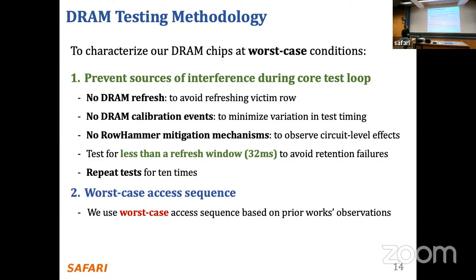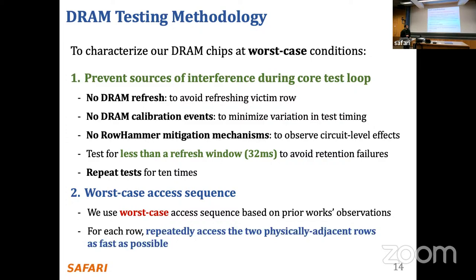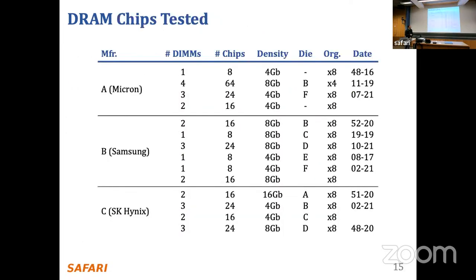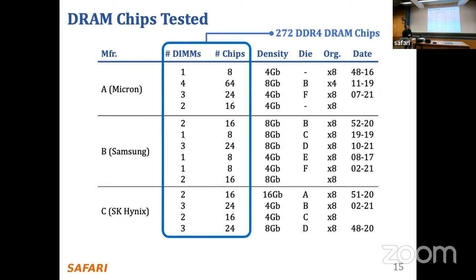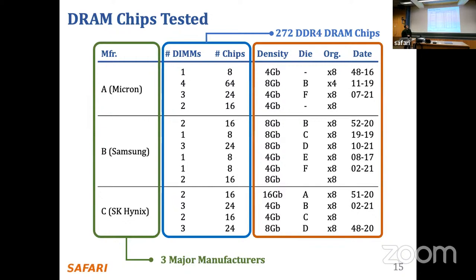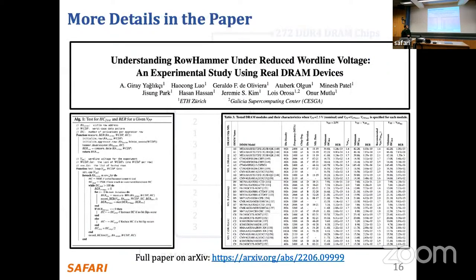We also use the worst-case access sequence based on prior work, where we repeatedly access the two physically adjacent rows as fast as possible. We test DRAM modules from Micron, Samsung, and SK Hynix. We test 272 DDR4 DRAM chips from three major manufacturers with different densities, die revisions, chip organizations, and manufacturing dates. You can see more detailed information about these DRAM modules, and detailed algorithms, actually multiple algorithms, about our tests in the full paper. I'm not going to go into details.